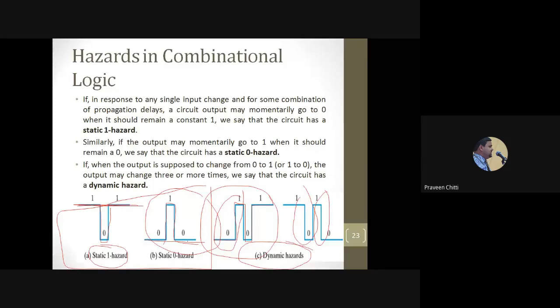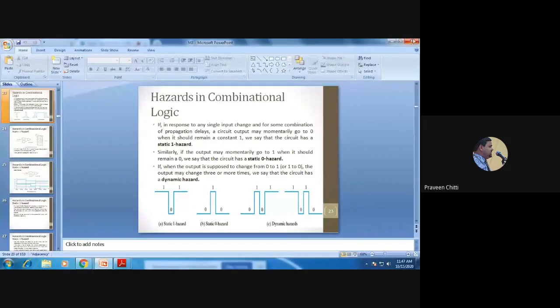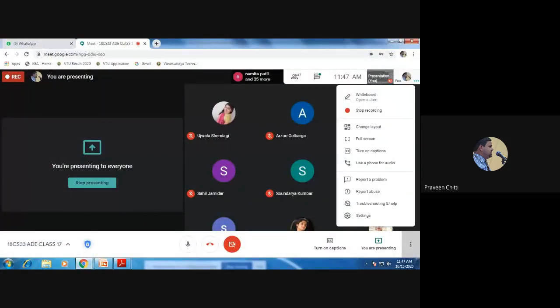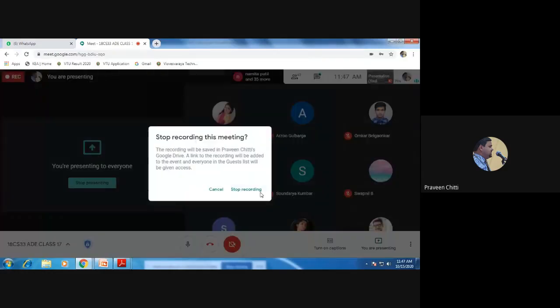We'll study static hazard and dynamic hazard in detail in the next class. If you have any difficulties here, you can ask before we stop today's class.